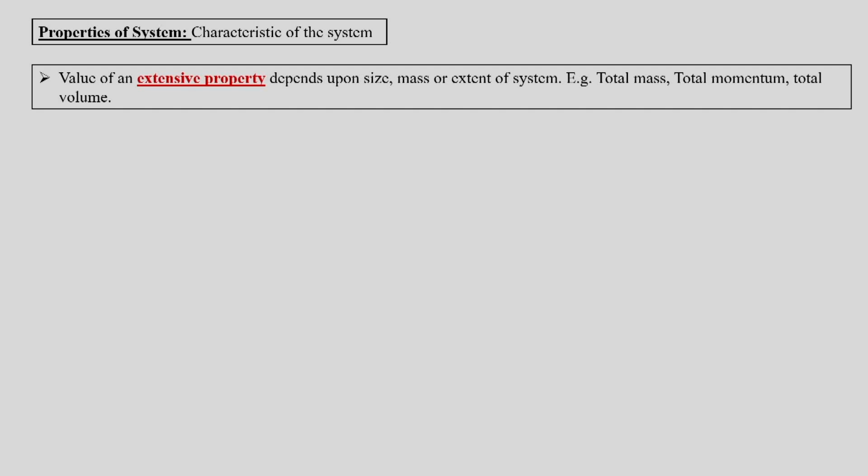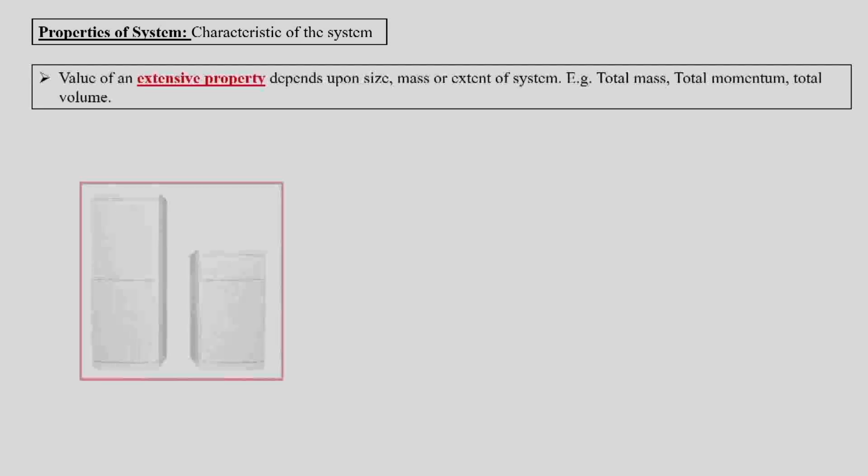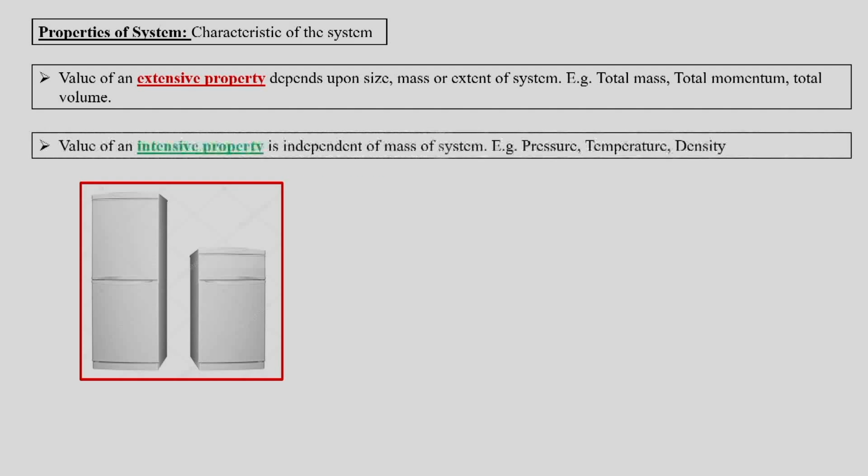So if I say that a room is our system, then the room can be bigger or the room can be smaller. Volume of a room would get changed accordingly. So total volume is dependent upon the size of the system. Total mass also equally would be dependent on the extent of the system. As you can see here, if a refrigerator is our system, then there can be a small refrigerator or there can be a large refrigerator. So size is dependent here for defining the system. Size is required to define a system.